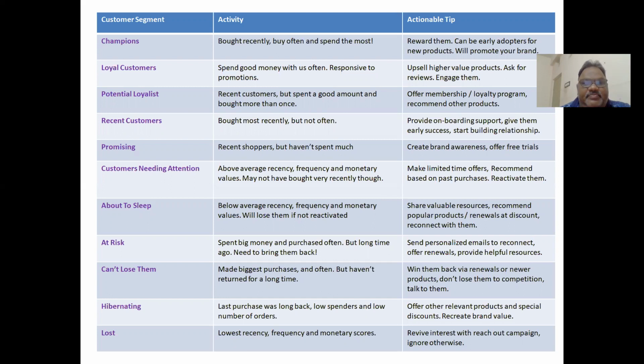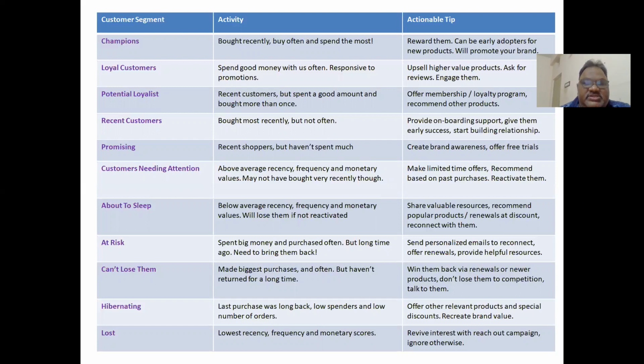First, champions: they bought recently, buy often and spend the most. Reward them. Loyal customers spend good money with us often and are responsive to promotion. Potential loyalist: recent customers who spend a good amount, more than once. Recent customers: what is a recent customer? It is 511. Bought most recently but not often. 511 means the first value should be 5.